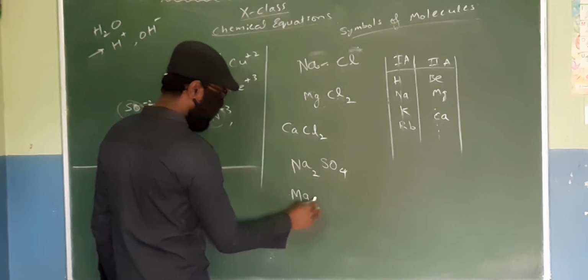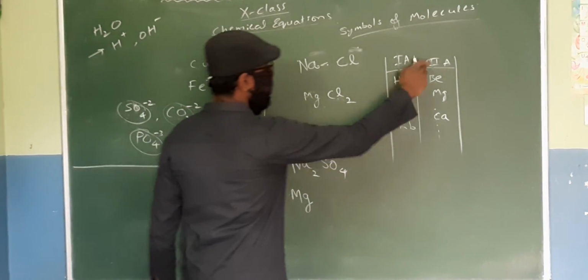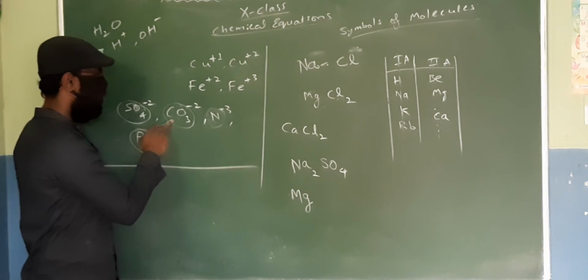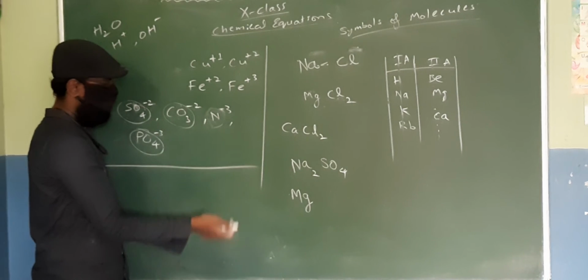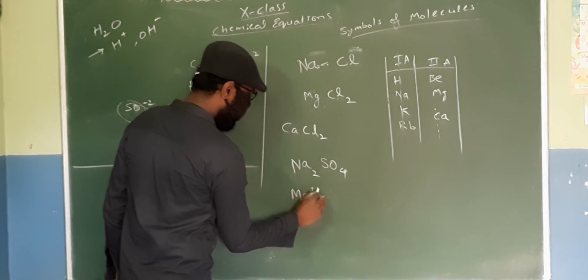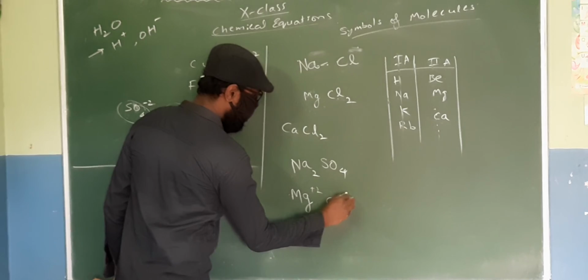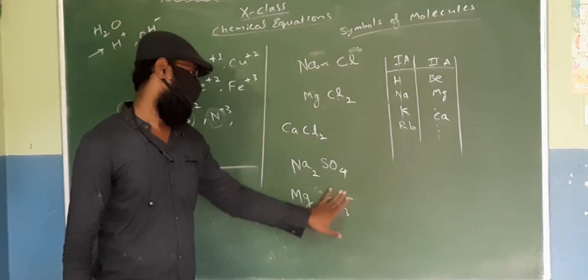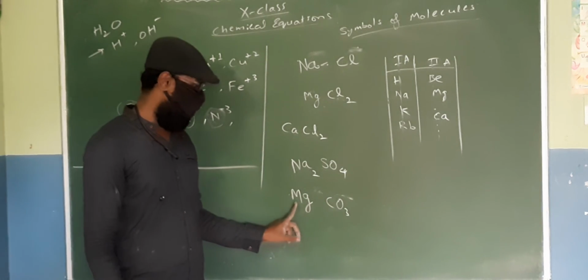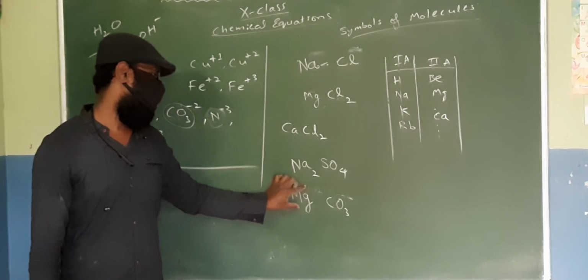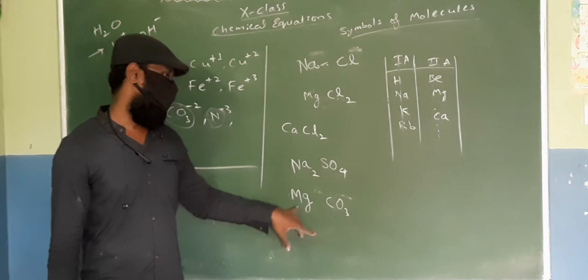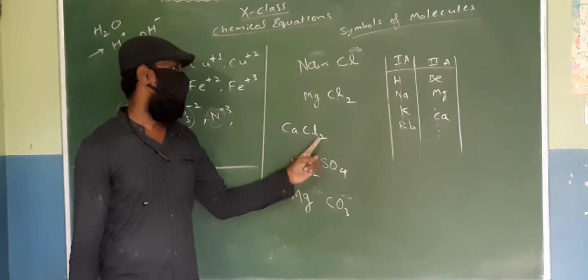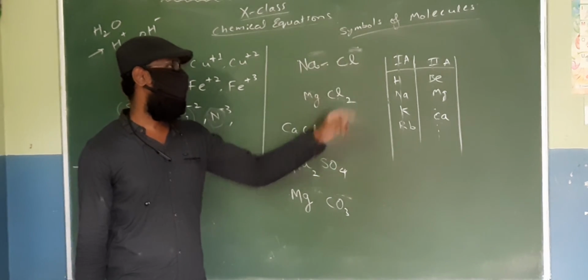Now, similarly, if I say magnesium carbonate, observe this carefully. Magnesium belongs to group 2A, that means it wants to lose 2 electrons. And carbonate wants how many electrons? Carbonate wants to take 2 electrons. Magnesium gives 2 electrons and carbonate takes 2 electrons. So 2 electrons given, 2 electrons taken, no problem at all. So this is the formula for magnesium carbonate. One magnesium atom is combined with a carbonate molecule. This is called magnesium carbonate. And this is sodium sulfate, calcium chloride, magnesium chloride, sodium chloride.